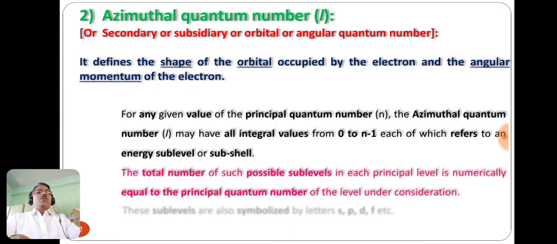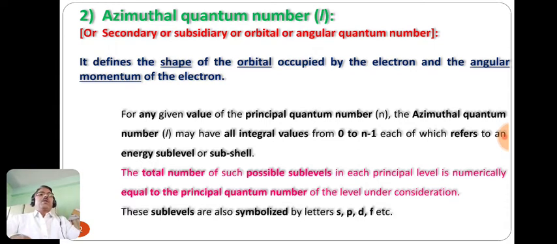The total number of such energy sublevels or subshells that are possible in each principal level or principal quantum number is numerically equal to the principal quantum number of the level under consideration, and these sublevels are symbolized by letters like s, p, d, f, etc. Those are the small letters used to indicate these sublevels or subshells.